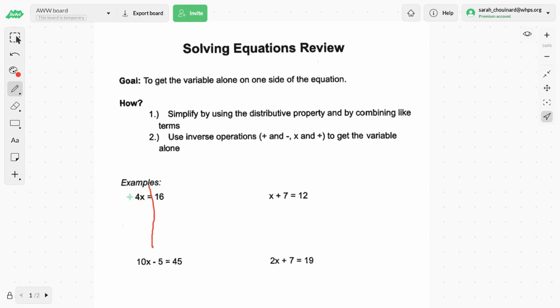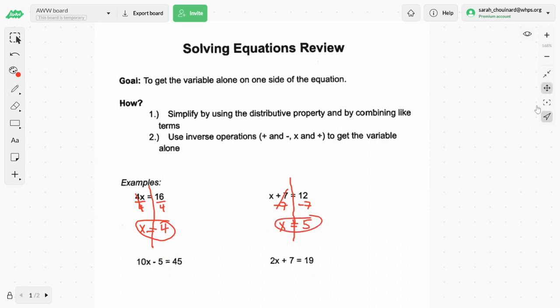So if I want to get x alone, I need to get rid of this 4 that's multiplying the x. The inverse of multiplication is division, so I need to divide both sides by 4, which gets rid of the 4 in front of the x, leaving me with x equals 4. And just like that, I'm done because I have x alone. For this next one, to get x alone, I need to get rid of the plus 7 by doing the inverse, which is minus 7. That gets rid of the plus 7, leaving me with x equal to 5.